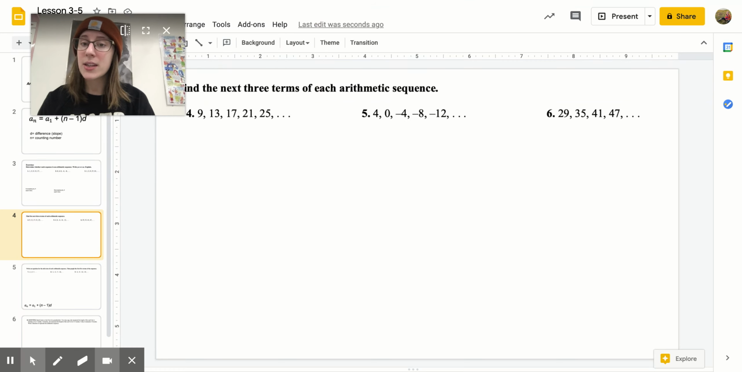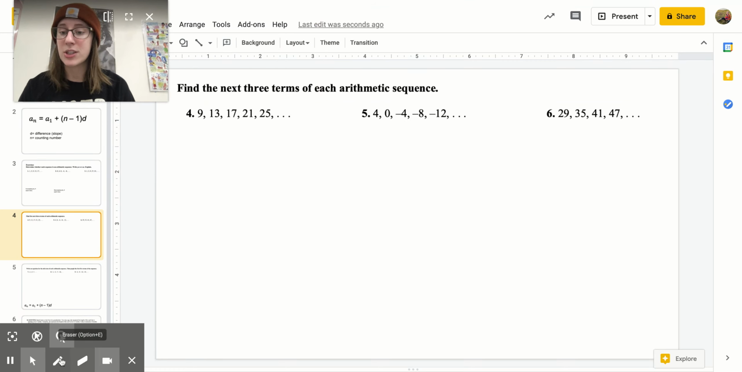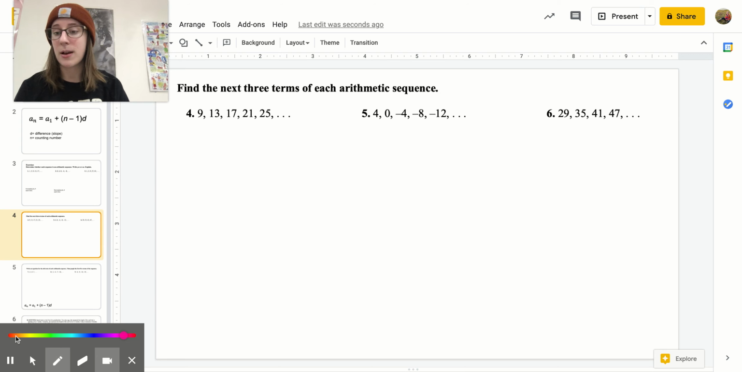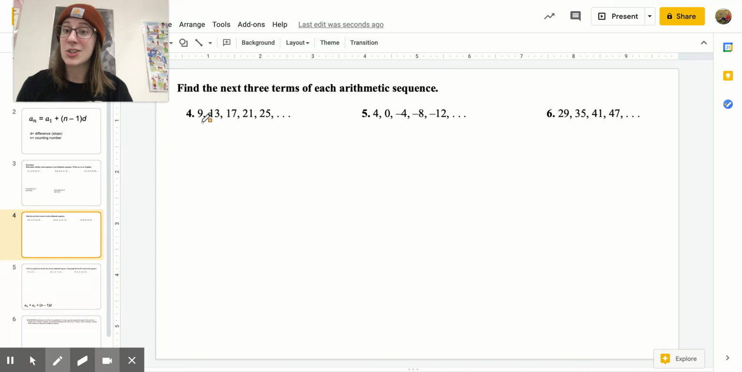So then the next thing we want to do is find the next three terms. That's the next kind of problem you'll have. Switch colors just for funsies. So the first thing we need to do is figure out the slope, the rate. How much are we changing each time? So in this case, from 9 to 13, it's plus 4. 13 to 17 is plus 4, etc. Seems like it's adding 4 each time.